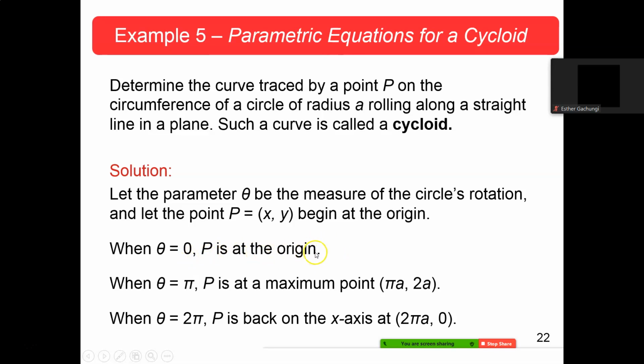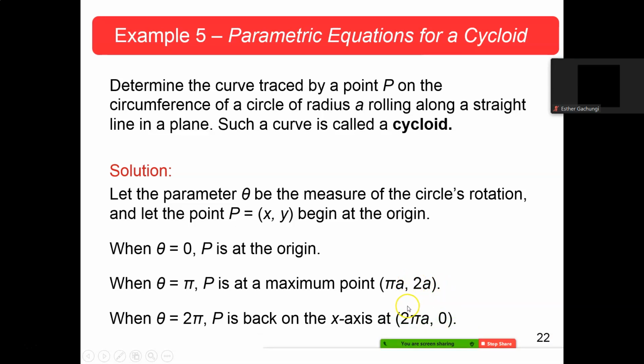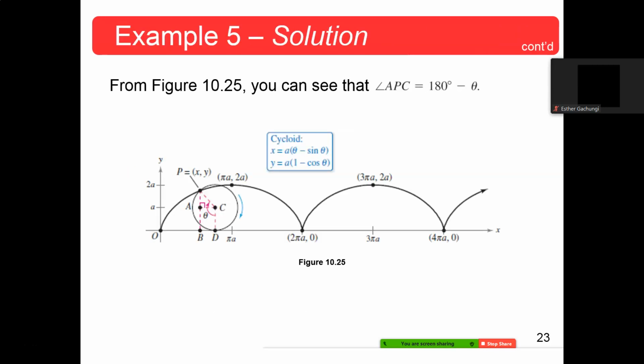I wish they'd have put that in. Then when it's pi, X has moved pi A, Y has moved 2A. When it's moved another pi, X is now one circumference away, which is 2 pi A, but the Y value is back down at 0. Okay? Please show the curve.